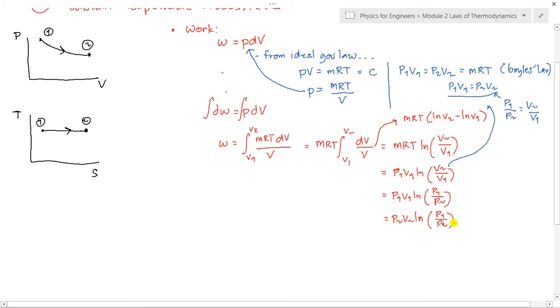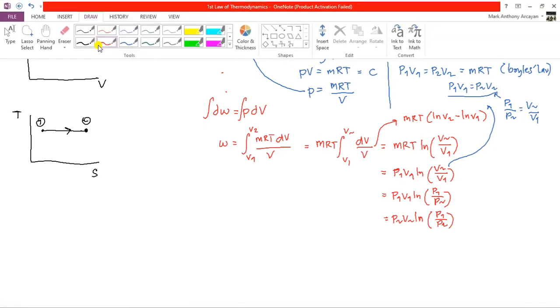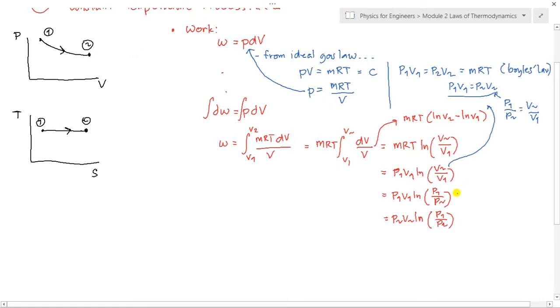So therefore, that is also an expression for work. There are many possible formulas for work. Anyway, all of them are equivalent. Okay? And this one only applies for gases. Again, this one only applies for gases, so for gases only.